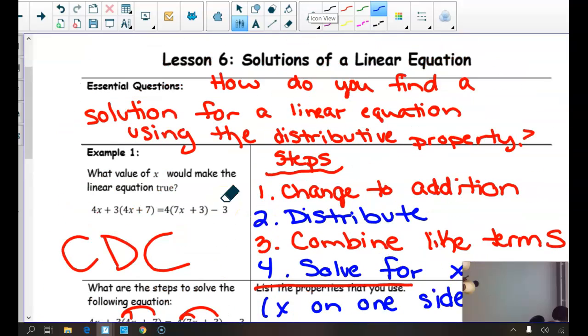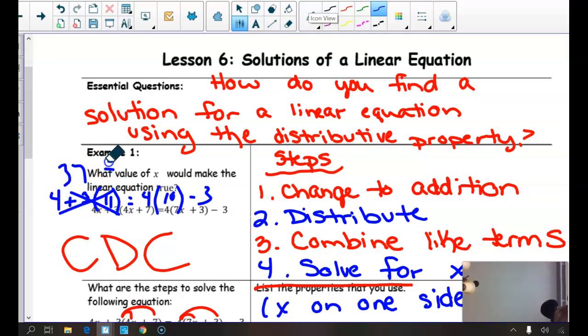So let's plug that in real quickly. We'll just use the space above it. So 4 times 1 is 4, plus 3 times 4 times 1 is 4, plus 7 is 11. 7 times 1 is 7 plus 3 minus 3. Okay, so 4 plus 33 equals 37. Let's see, 40 minus 3 equals 37. Yay! Checks. Okay, the CDC worked. Thank you, CDC.